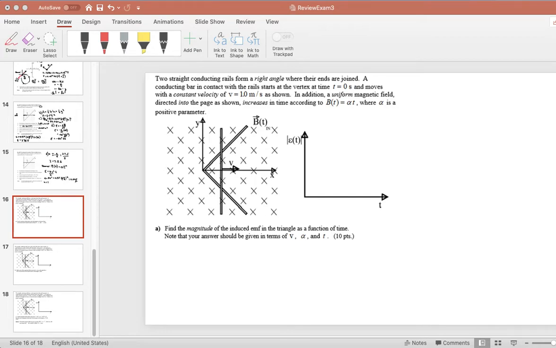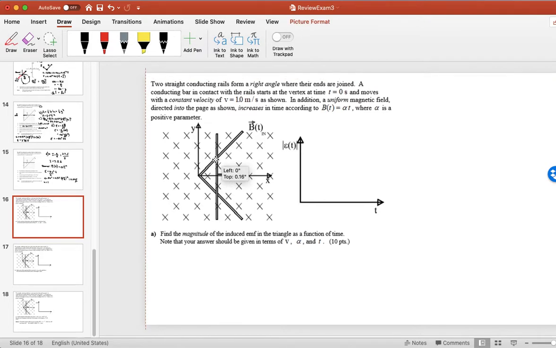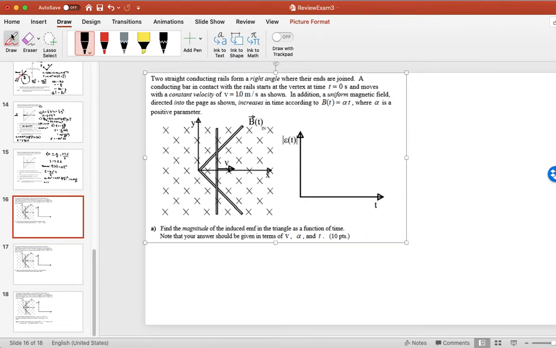Okay, in this problem, we've got another rod going through a magnetic field. And so we know when we have a changing flux, so this is going to be our, let me just draw this area right, let's see if it'll draw. This is the area that we're talking about, that we're making a loop. So this is making a loop.